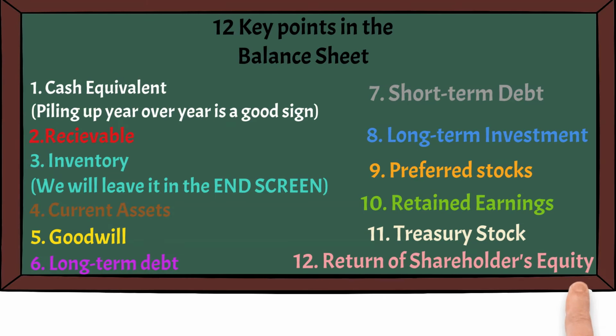1. Cash equivalent section. If there is any in this tab, we would like to see the number piling up from year to year, which is a good sign. When it piles up, this means that the company is generating a lot of cash. One-time piling up is a sign that the company sold part of their business or bonds, and this is a bad thing, something to pay attention to.